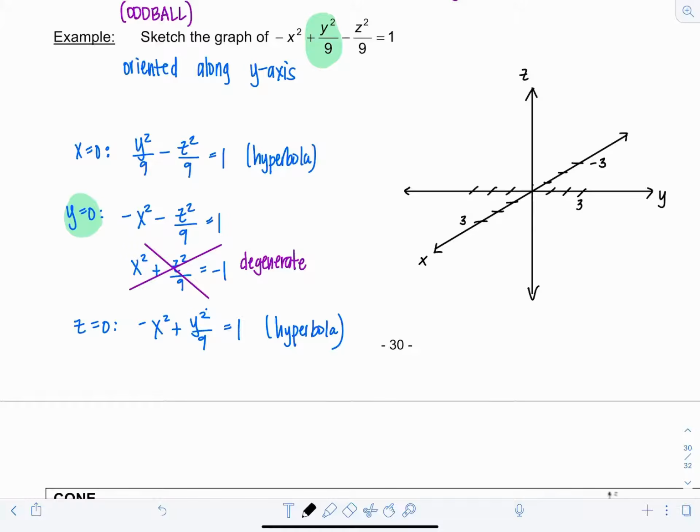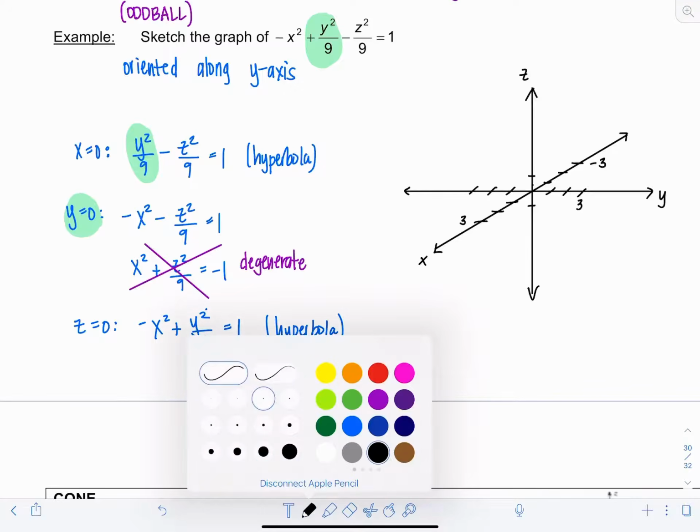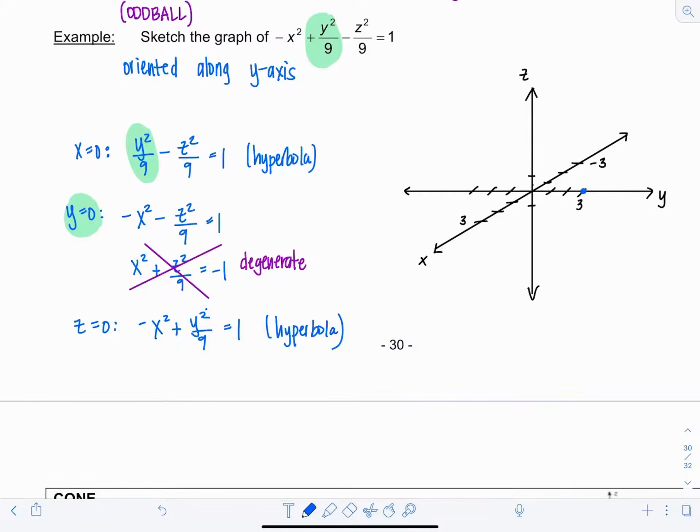Okay, so let's see. In the YZ plane, I have a hyperbola that's going to open in the y direction, right? Since y is positive. And the vertices are going to be at plus or minus 3. And this is in the YZ plane, so just straight on. Something like this. And something like this. Okay, so that one's done.